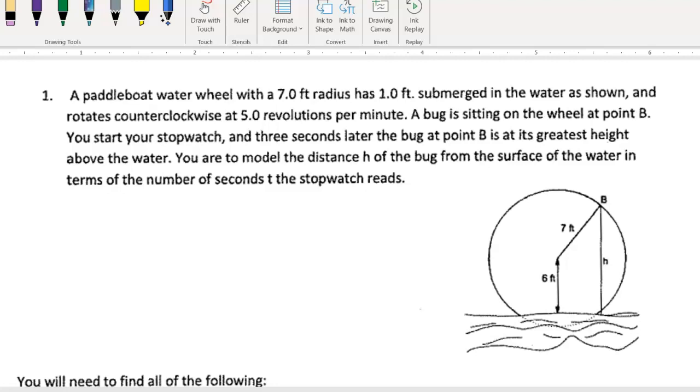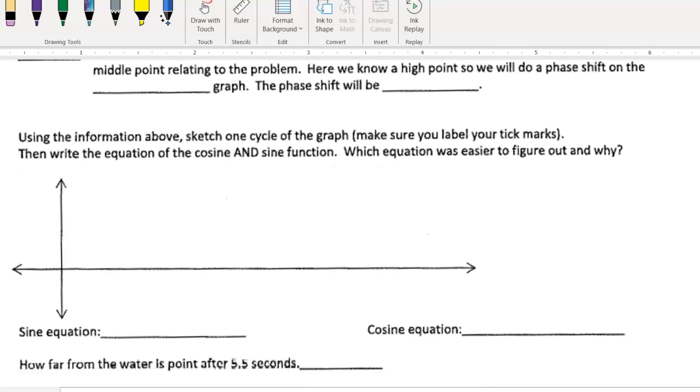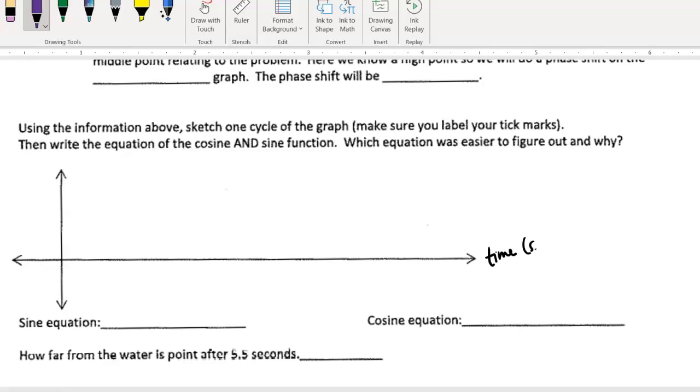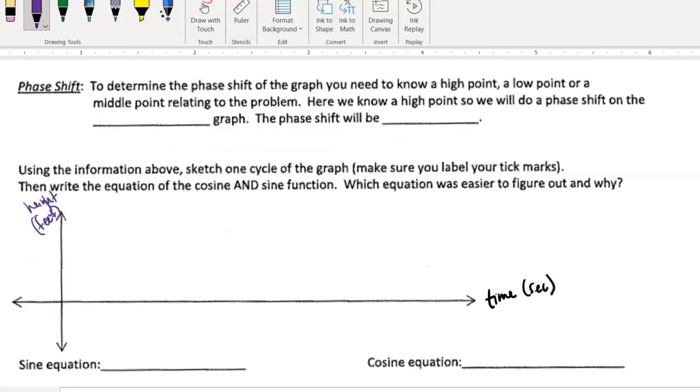All right, so what that means is that our goal is to create a graph. So let's go down here. And on that graph, we're going to have time be the x-axis, and that's going to be in seconds. And the y-axis will be your height, and that would be in feet. So that's going to be the height that the point B would be. That's where the bug is, the point where that bug would be after a certain period of time. So how far above the water that bug will be.